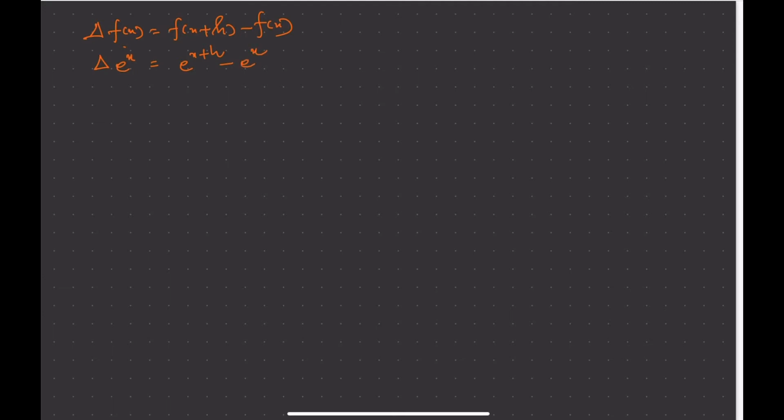Okay, now we can see what e to the power x is. We know that a to the power x plus y means a to the power x into a to the power y. So here also, the exponential is e to the power x into e to the power h minus e to the power x. So now you take e to the power x common. If you take common e to the power x, the remaining is e to the power h minus 1. Okay, so this is the answer.